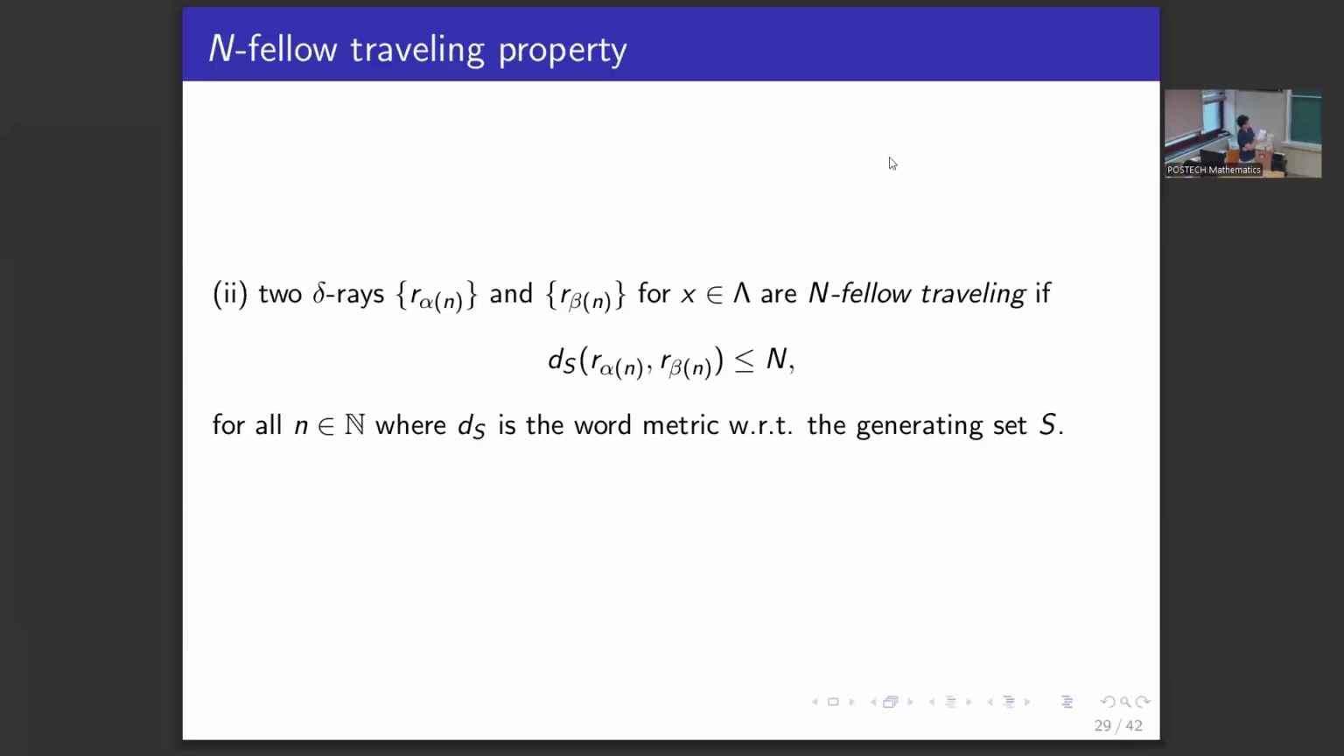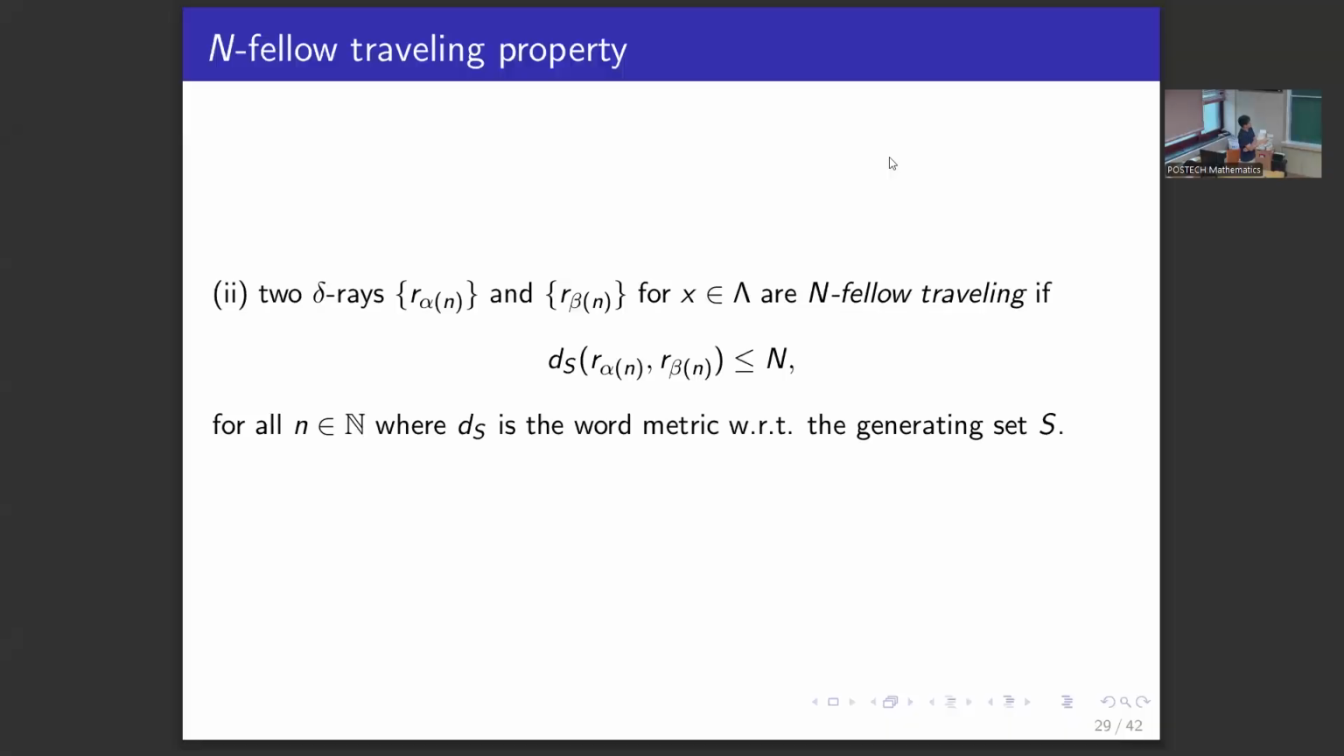So what is the unparalleled traveling property? So two rays for the fixed point x are unparalleled traveling. That means that the Hausdorff distance between them is uniformly bounded by n. Okay, so they are not infinitely far away from each other. Okay.